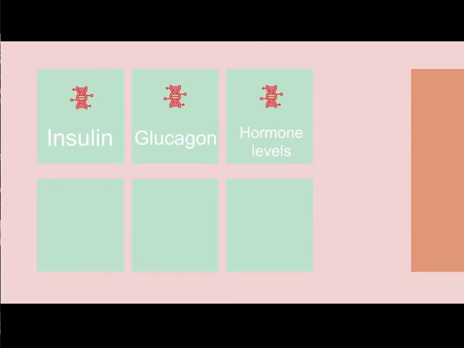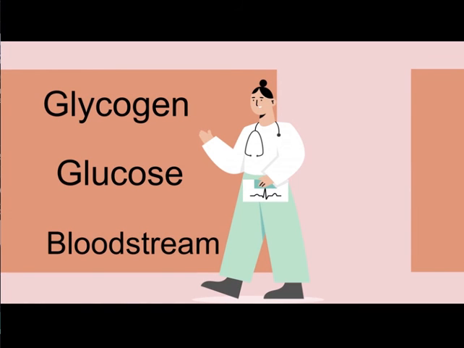Insulin, glucagon, and other hormone levels rise and fall to keep blood sugar in normal range. When blood sugar drops too low, the level of insulin declines and the pancreas releases glucagon. When the pancreas releases glucagon, this causes the liver to take glycogen and turn it back into glucose, which releases it into the bloodstream.